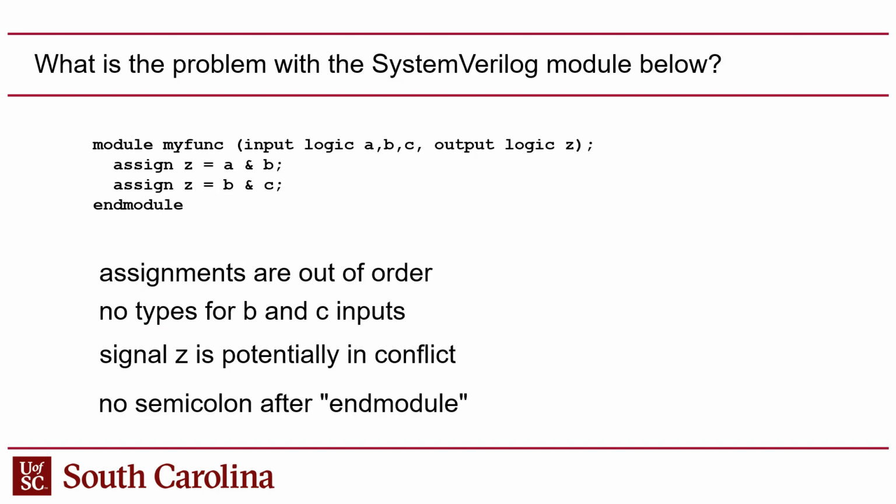What's the problem with the SystemVerilog module below? In this case, you've got 2 assigns. Now remember, an assign statement is a digital circuit, and so this would be 2 circuits driving Z. This is potentially causing a conflict, because it's implied that this is push-pull logic, which is similar to how SPI works, as opposed to open drain, a design of I²C. So signal Z is potentially in conflict is the answer.